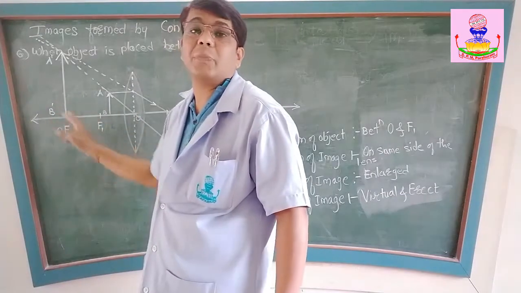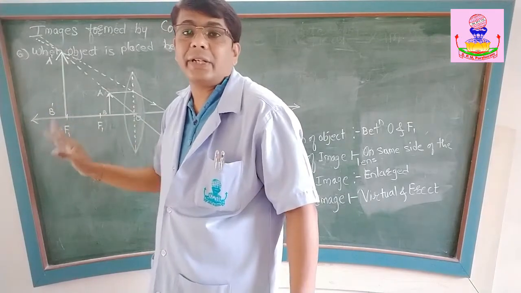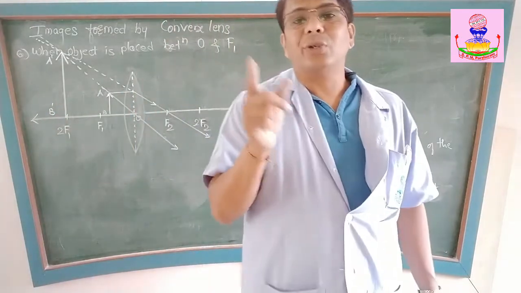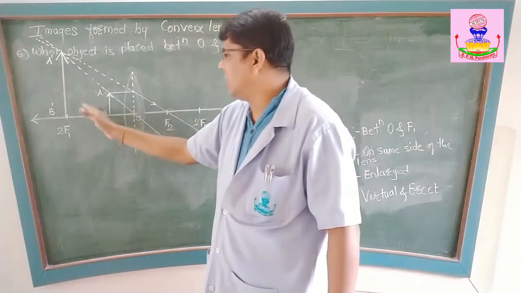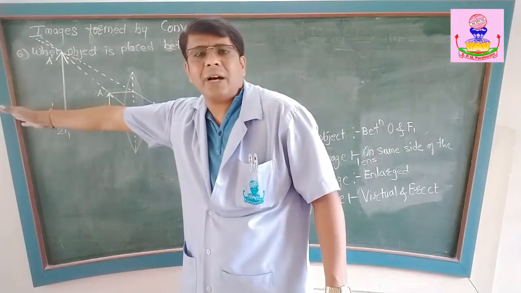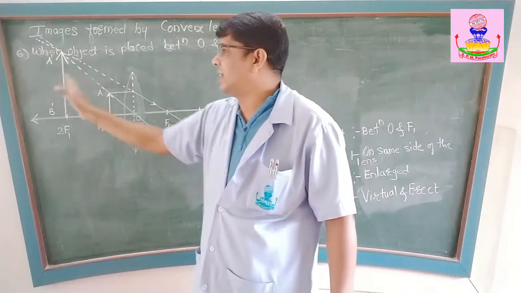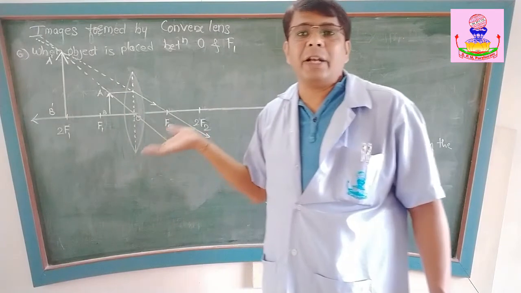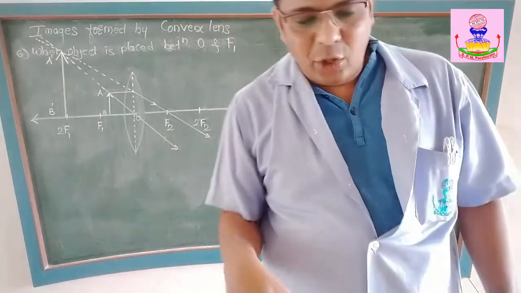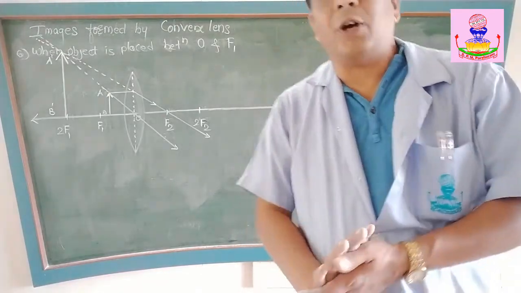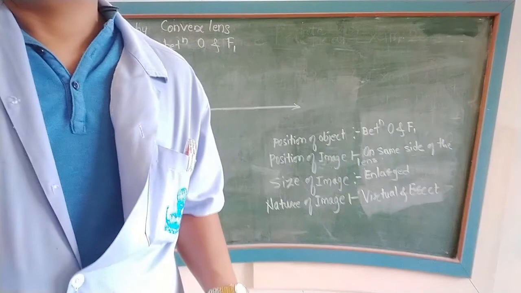One more thing I would like to tell you. Depending upon the focal length, this position of the image will keep on changing. I have got it here at nearly 2F1. It does not mean that you should get it there only. Keep this in mind. You may get it here, you may get it here, you may get it far away. Doesn't matter. What matters is that you are getting it on the same side. So as I have said, it depends upon the focal length. So, dear students, I hope that you have understood all the images formed by convex lens. Thank you.